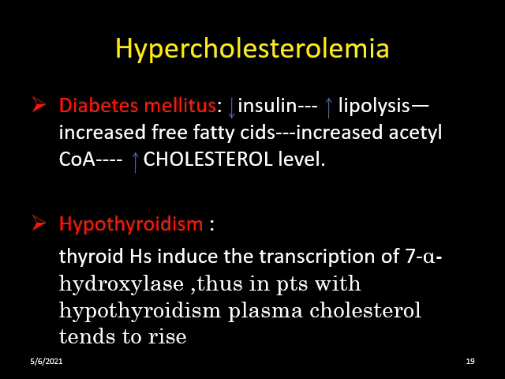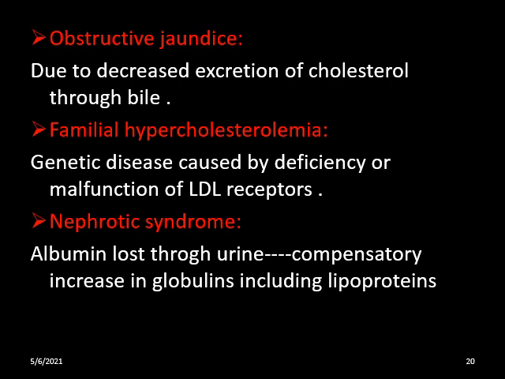Then regarding hypothyroidism as a cause of hypercholesterolemia. Thyroid hormones, that is T3 and T4, induce the transcription of 7-alpha hydroxylase, which is a key enzyme of bile acid synthesis. So in patients with hypothyroidism, plasma cholesterol tends to rise. Why? Because the activity of 7-alpha hydroxylase will be decreased in hypothyroidism patients because of the decreased availability of T3 and T4. So cholesterol will not be converted into bile acid and bile salts, so there can be accumulation of cholesterol.